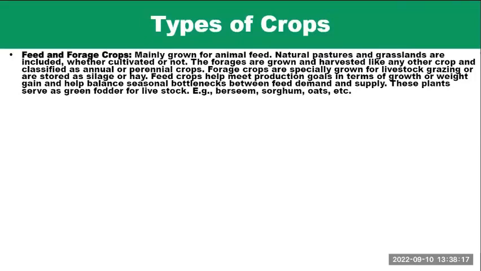The forages are grown and harvested like any other crop and classified as annual or perennial crops. Forage crops are specially grown for livestock grazing or are stored as silage or hay. Feed crops help meet production goals in terms of growth or weight gain and help balance seasonal bottlenecks between feed demand and supply. These plants serve as green fodder for livestock, for example, besim, sorghum, oats, and so on.